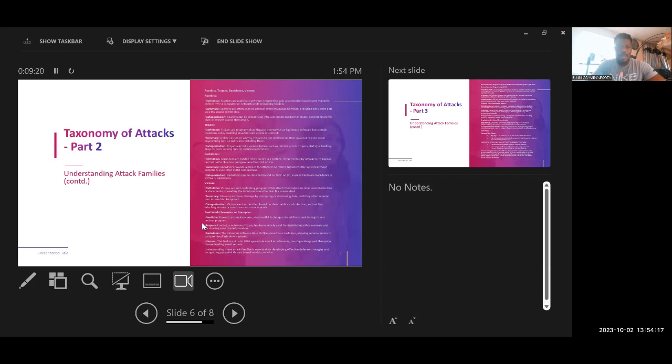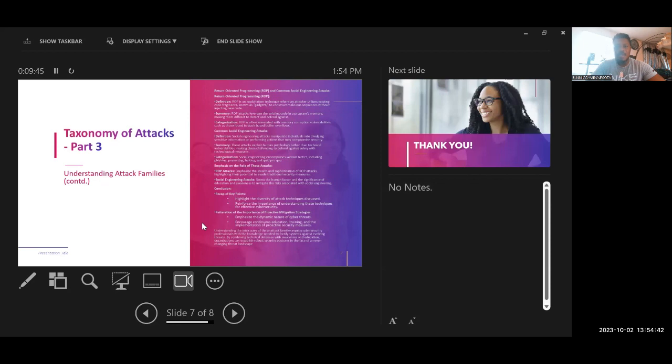Now, we have the taxonomy of attack part 2. We have rootkits, Trojans, viruses, and all of these things. Now, you can go about naming it. I have listed a lot in my presentation, but I'm not going to call them word for word. But as we dive into the presentation, reading this presentation will give you more insight on what all of these things mean.